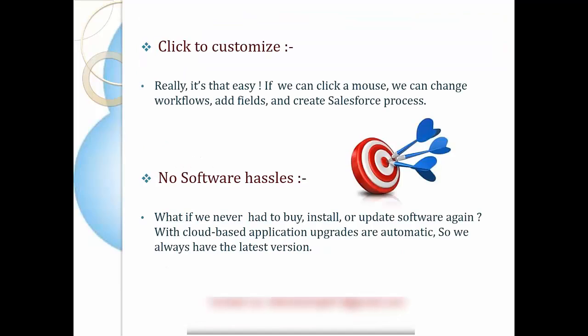The next one is click to customize. Click to customize means with mouse clicks we can customize the existing application in Salesforce. With mouse clicks, without operating the keyboard, we can customize the existing functionality of Salesforce, because Salesforce provides a lot of standard functionality. Standard functionality means we don't need to implement that. We can directly use it in our real-time applications.